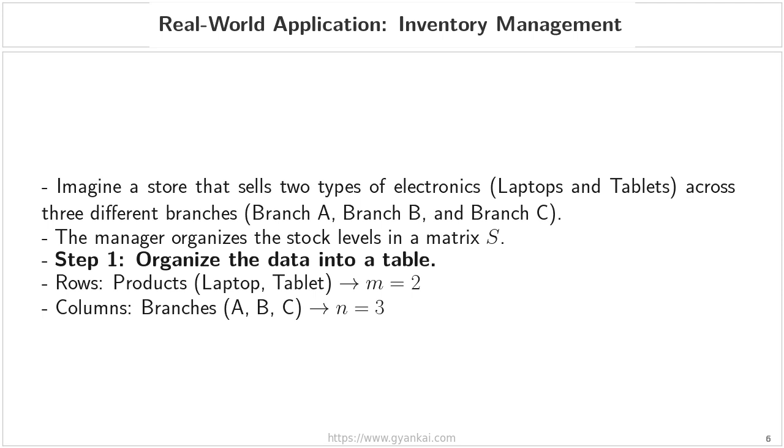In this case, we will assign the products to the rows. Since we have laptops and tablets, the total number of rows, represented by the variable m, equals 2. Similarly, we will assign the branches to the columns. Since there are 3 branches, the total number of columns, represented by the variable n, equals 3. By defining these dimensions first, we can now move forward to construct the actual matrix in the next slide.